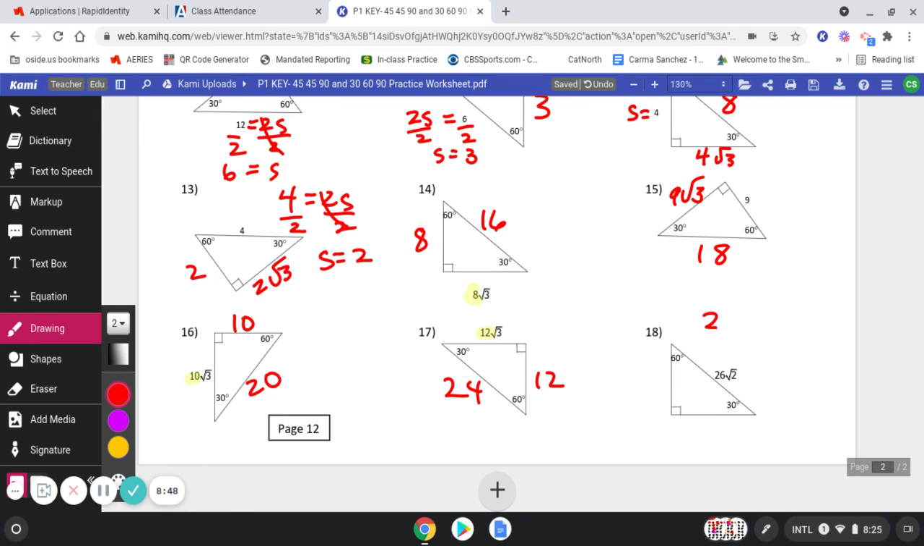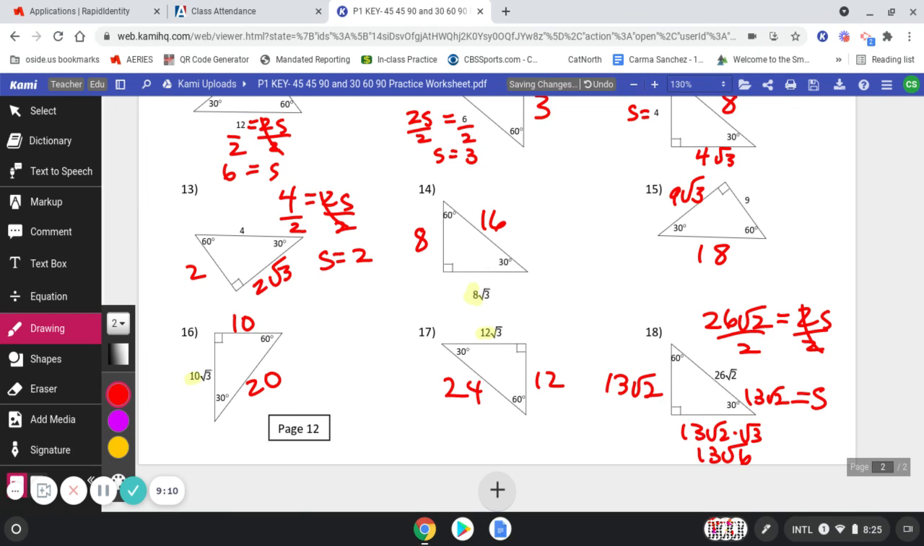Last but not least, they have to give us a big mama. Notice that hypotenuse 26 root 2 is equal to double my side length. So divide by 2. I'm getting 13 root 2 as my side length. And then across from the 60, I'm going to have 13 root 2 times root 3. So 13 root 6 is my final side length. Woo, how'd you do? That was brutal.